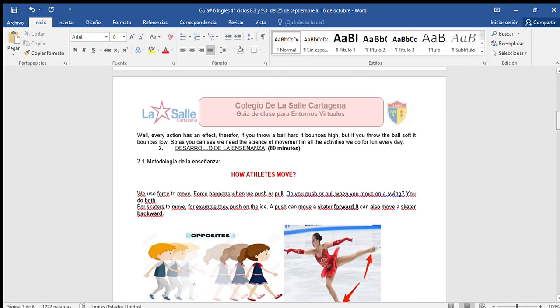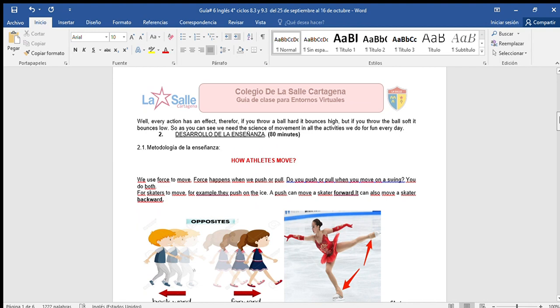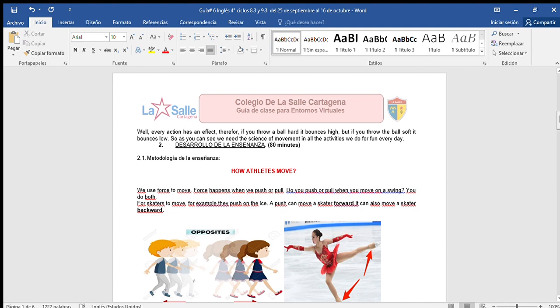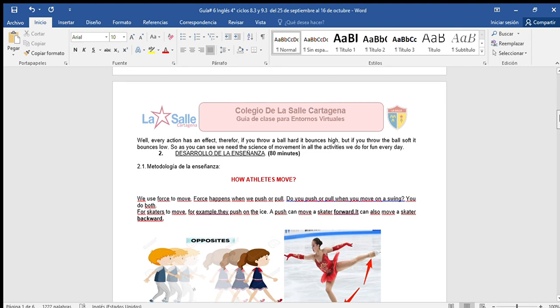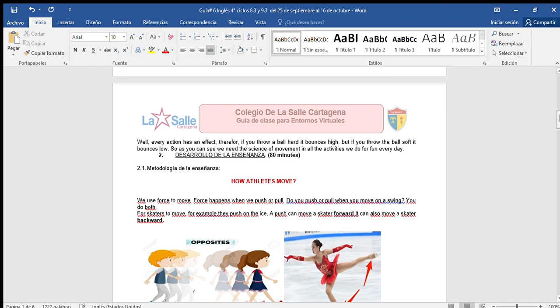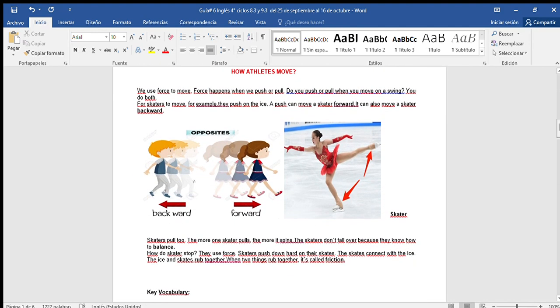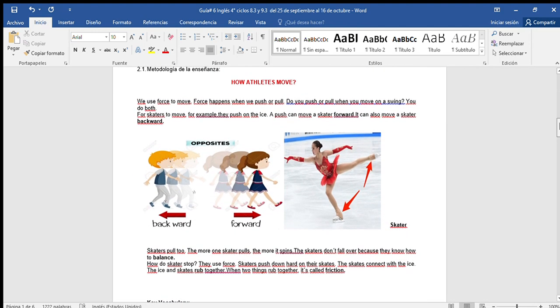How do athletes move? We use force to move. Force happens when we push or pull. Do you push or pull when you move on a swing? You do both. For skaters to move, for example, they push on the ice. A push can move a skater forward. It can also move a skater backward, just like in the picture. This is backward, this is forward, and that is a skater.